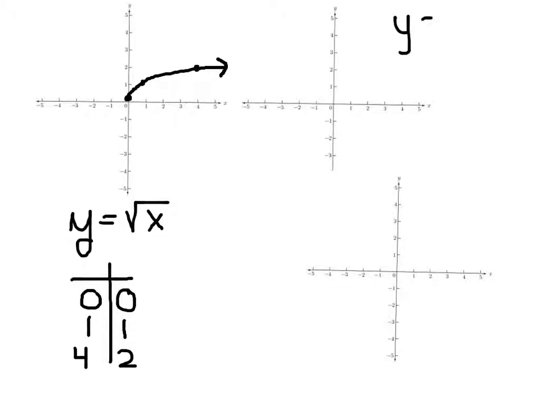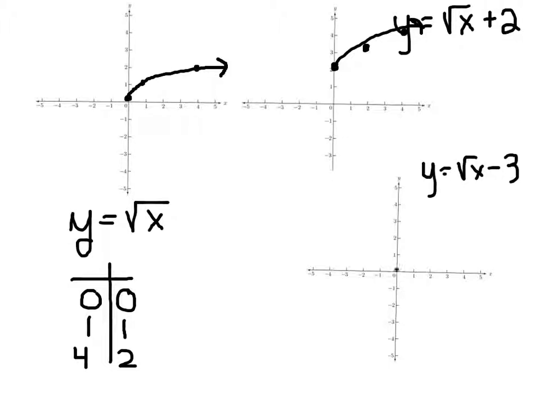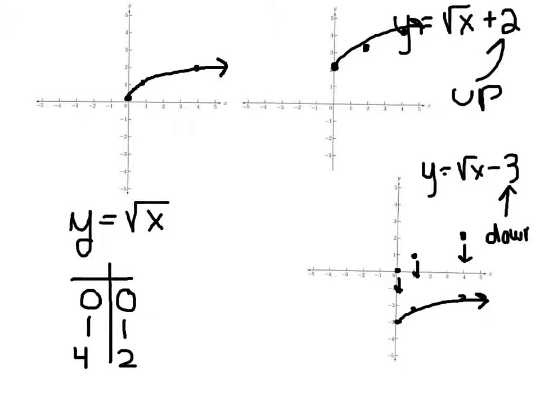If I were to take y equals the square root of x and add 2, I would take every point on that graph and shift it up 2. There's my new graph, shifted up 2. If I were to take y equals the square root of x and minus 3, I would take every point on the original graph and I'd move them down 3. And so they would come out here, here, and here. So the 2 here moves it up, the 3 here moves it down.